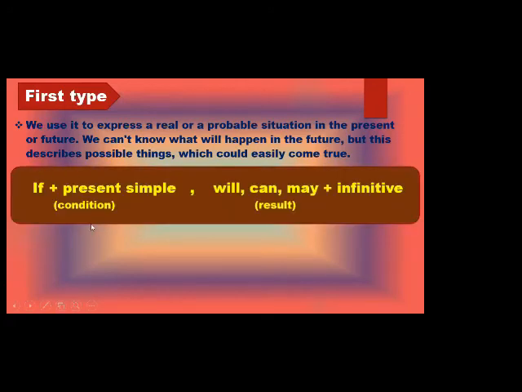We still have time to do it. It can happen and it can't happen. We can't know the result, which could easily come true. Here in this type, we use in the condition if plus the present simple. The difference is in the result. The result can be will plus infinitive, can plus infinitive, or may plus infinitive.